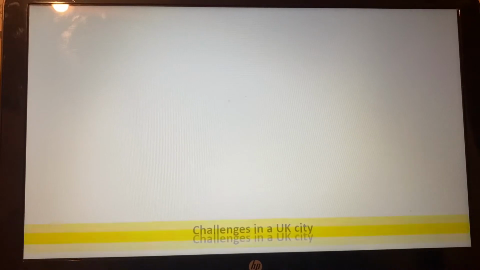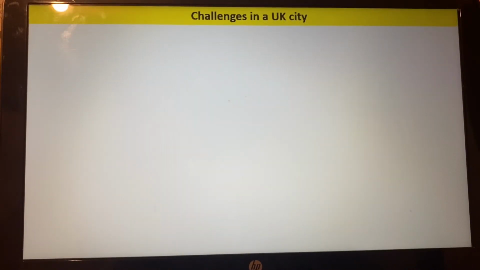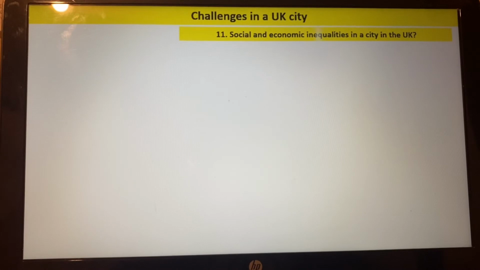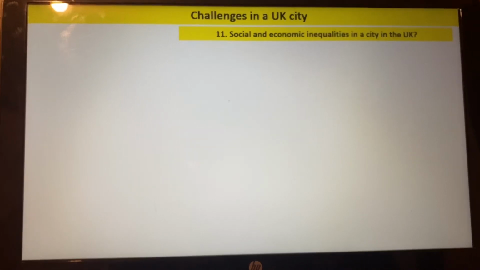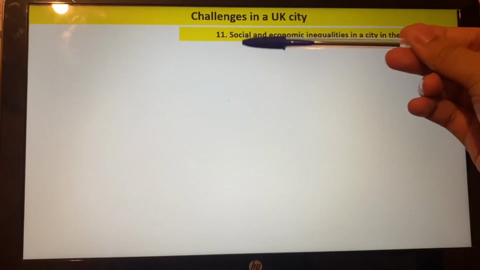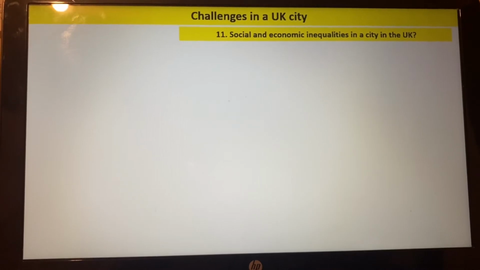Okay, so thinking about challenges within a UK city. So I'm not doing every single challenge, just doing a few. So thinking about social and economic inequality. So something to do with people and economic reasons.